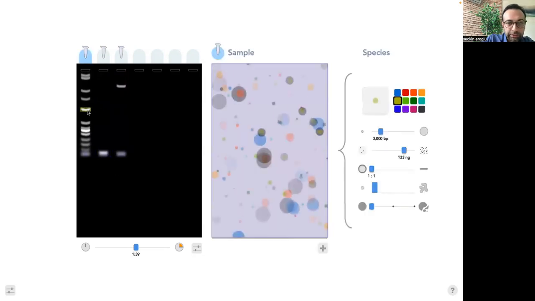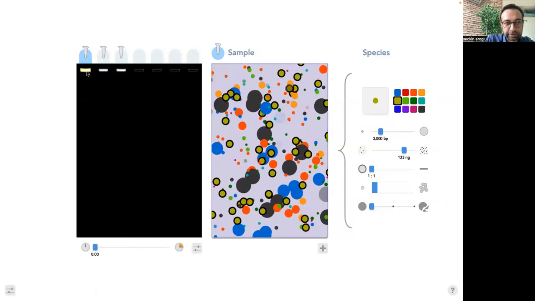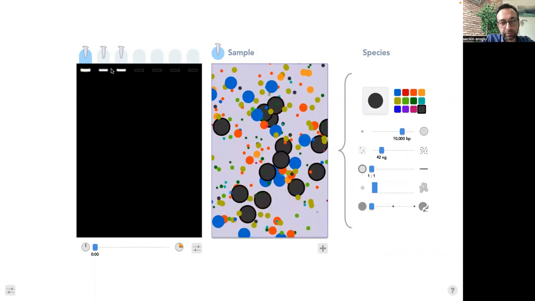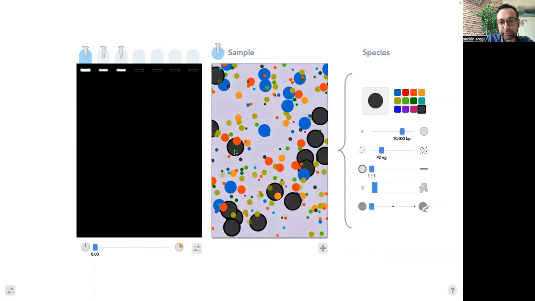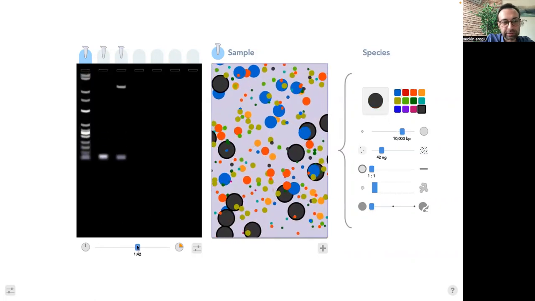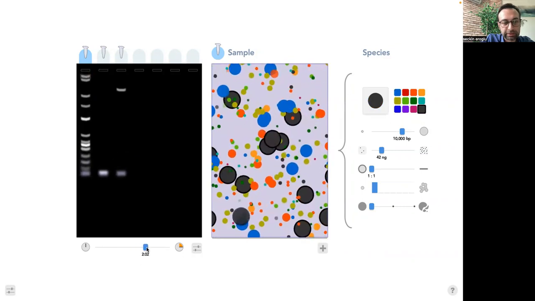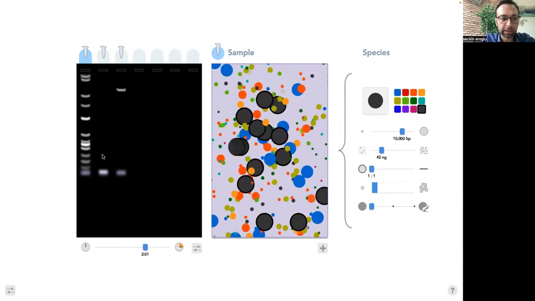And for each well, before we operate it, we can touch these and then see what kind of molecules there are. You see they have different sizes, and when we operate, about 2 hours of time passes. This will be how a typical gel looks like.